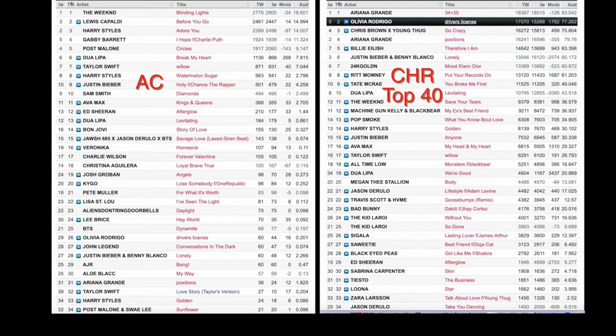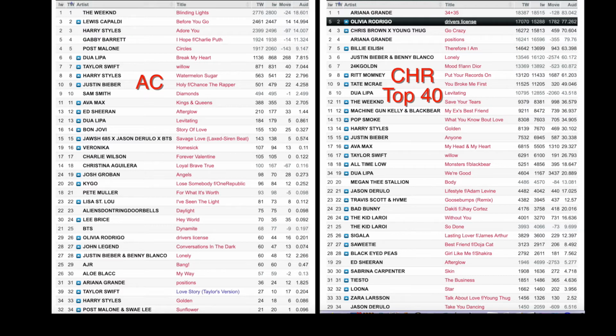Looking down the list of top 40, the songs that stick out to me that have a shot at moving are Driver's License, Chris Brown, Ariana Grande with Positions, 24 Golden, The Biebs with Lonely, and The Weeknd with Save Your Tears. Levitating is already going down. So far I think that's pretty much it, those songs.